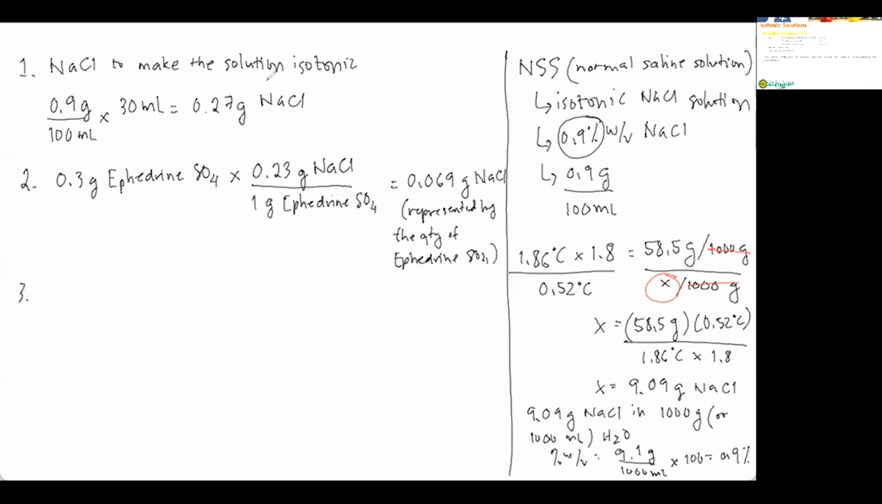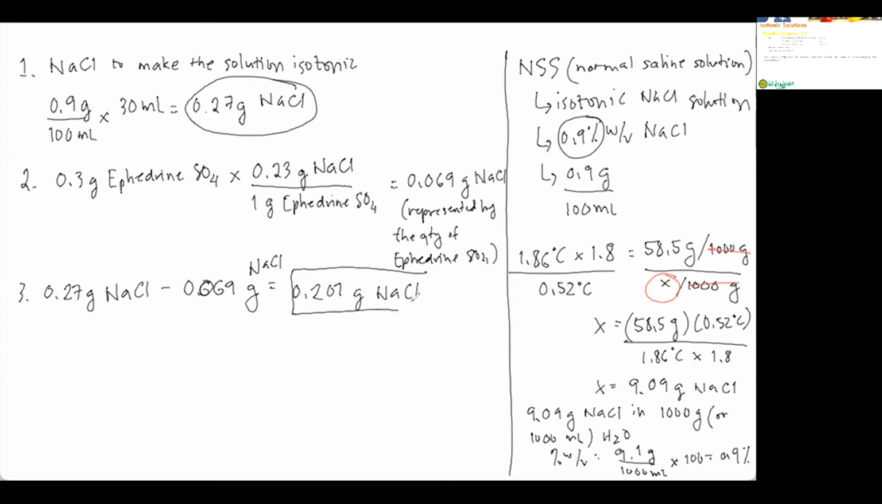Next, in order to make the solution isotonic, we need to have 0.27 gram of sodium chloride, and the amount of sodium chloride represented by the ephedrine sulfate in the solution is 0.069. We need to subtract 0.069 from 0.27 gram of sodium chloride. And that will give us 0.201 gram of sodium chloride. So this is the amount of sodium chloride needed to be added to make the solution isotonic. And in milligrams, this is 201 milligrams of sodium chloride.